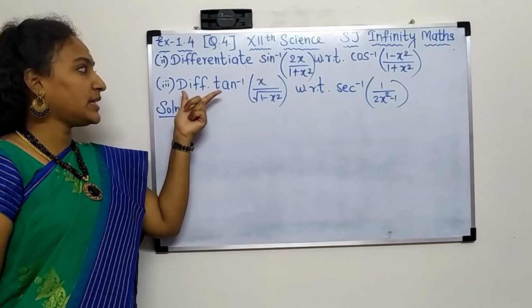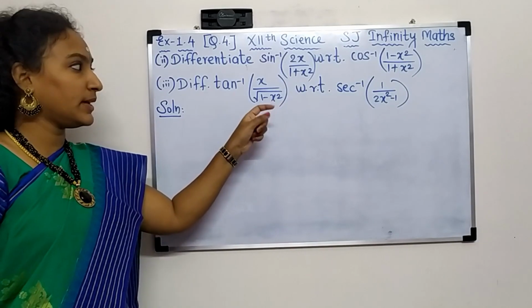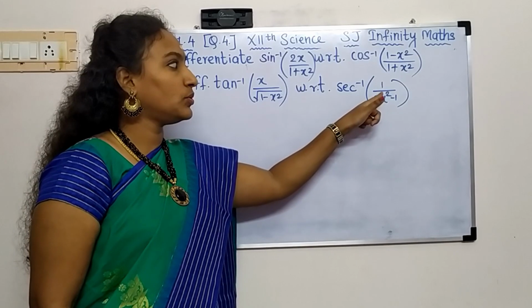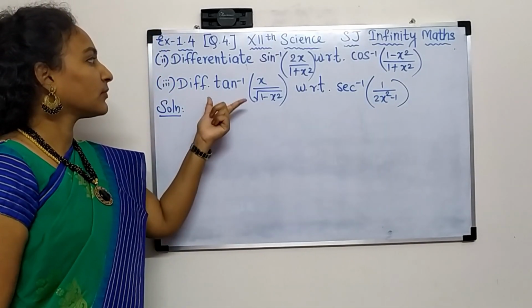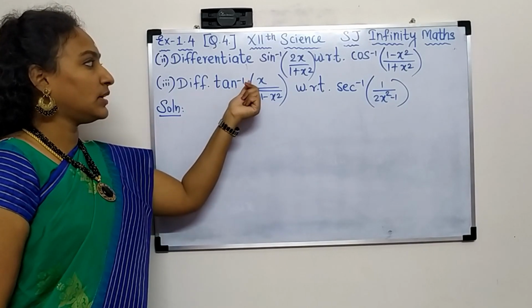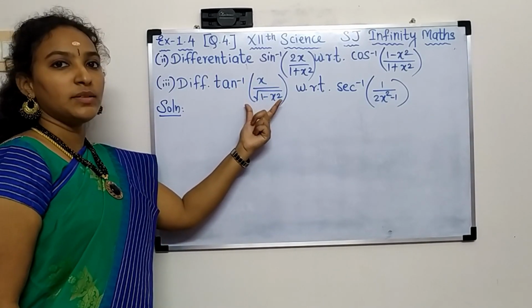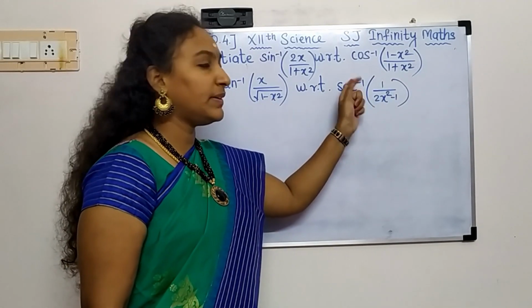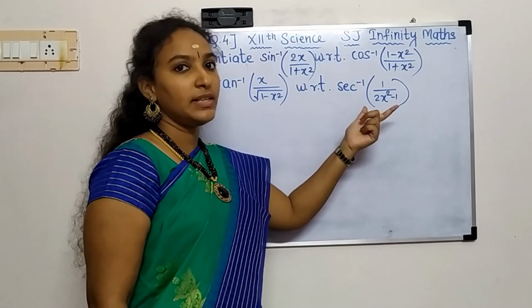And see question number 3. We have differentiate tan inverse x upon root 1 minus x square with respect to sec inverse 1 upon 2x square minus 1. Here let us put x equal to sin theta, so that we will get some terms in terms of tan theta. And here we will convert them into cos inverse first, then we will substitute.